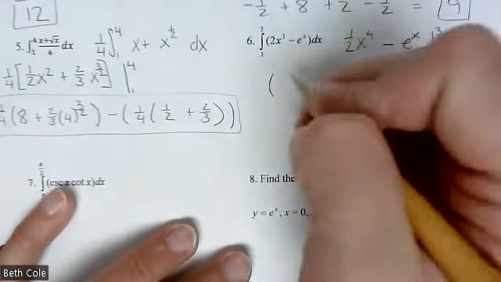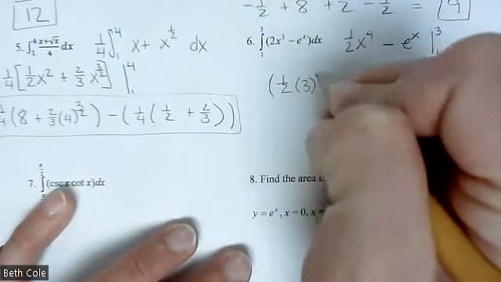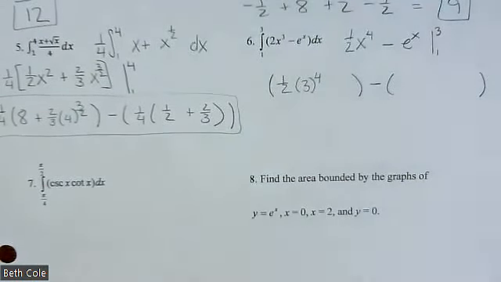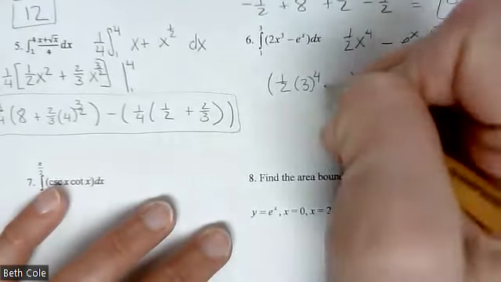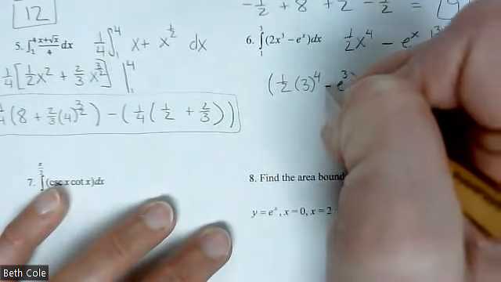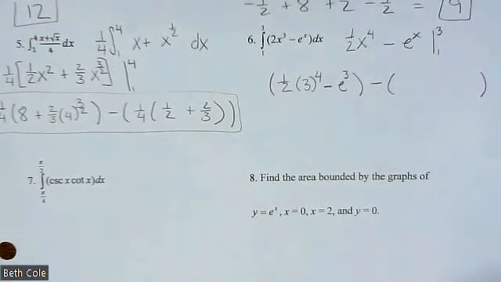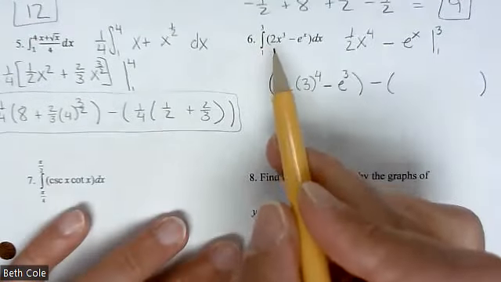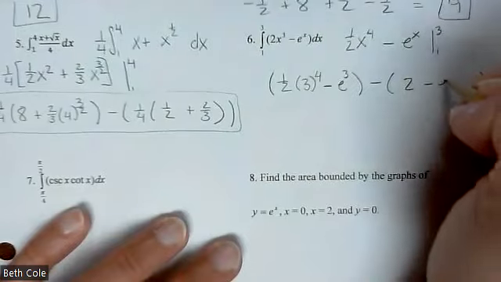So if you plug in 3, 1/2 times 3 to the, I'm not even going to ask you guys what 3 to the 4th is, because does anyone know that one? It is a good job. All right. Minus e to the 3rd, whatever that is. All right. And then if you plug in 1, you're going to get 2 minus e.